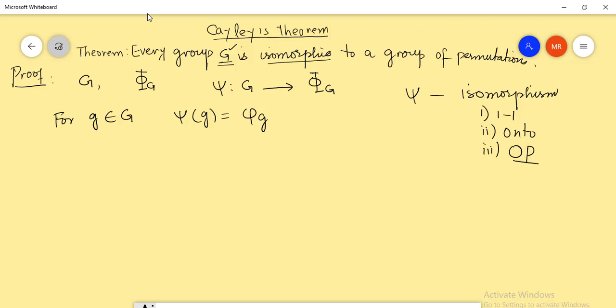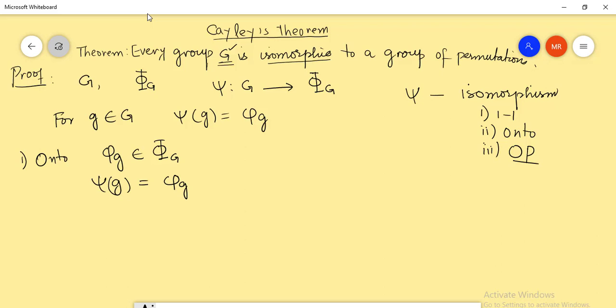So we proceed as follows. Number one, to prove that this is onto, we know that if we take any element phi_g from this group phi(G), then this phi_g is the image of g belonging to the group G by definition. And hence this mapping is onto.